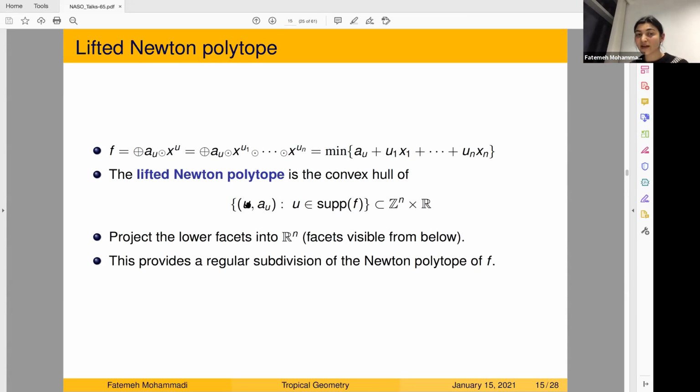Okay, so these u's are the exponents and the vertices in my Newton polytope, and then I'm going to add one extra component, one extra entry, to go to the (n+1)-dimensional space. So we go one dimension higher, and then we get a polytope upstairs, and then we project it back to the original space R^n, and those facets that we see, those maximal faces that we see from below, are actually giving me a subdivision of this big polytope that we saw before. Okay, so let me explain this in an example.